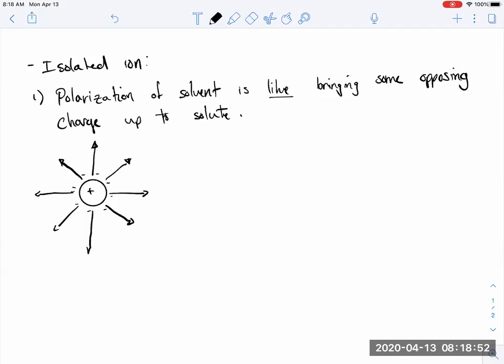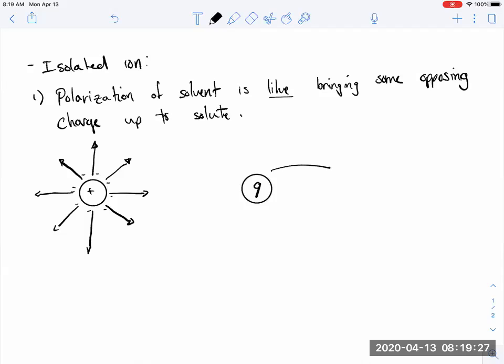That intuition serves us well when we do explicit quantitative calculations, because a lot of the forms of the equations can be rationalized with this perspective. So that polarization of the solvent due to this ion can be drawn out like this. So let's put an arbitrary ion with charge Q in some solution.